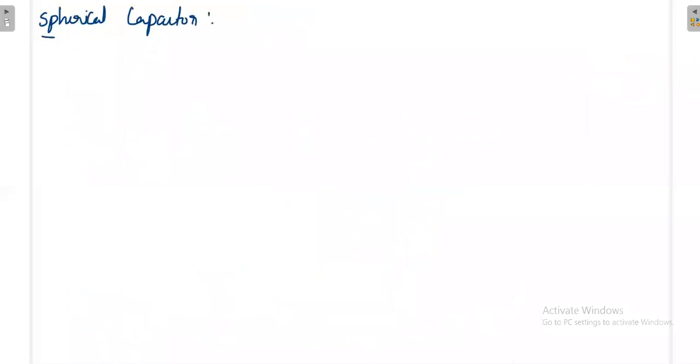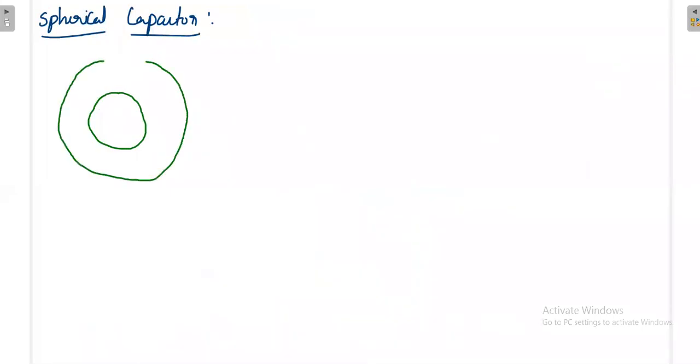Okay, spherical capacitors. The shape of the spherical capacitor: this is a conductor, and you will have one more conductor like this, like a hollow conductor. In between, the medium may be air, or it may be filled with some dielectric material, but this is a conductor. Here the radius of this conductor is A, and of this conductor is B. Once you connect it with some voltage, what is the maximum energy that it can store?